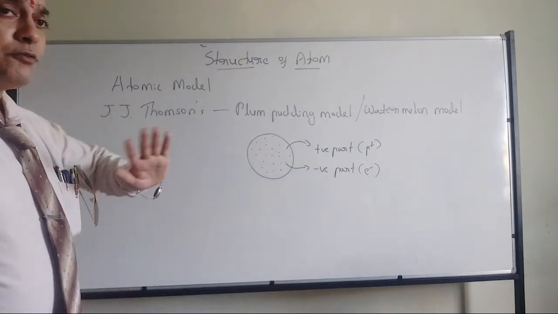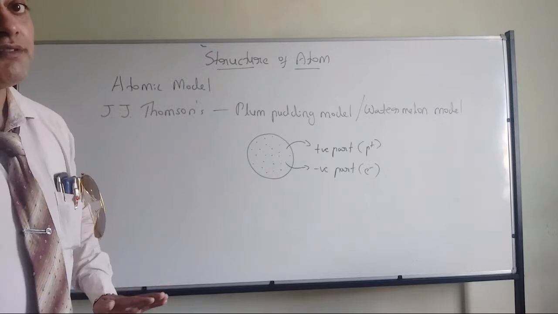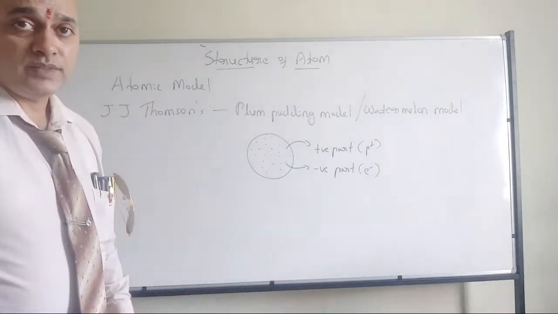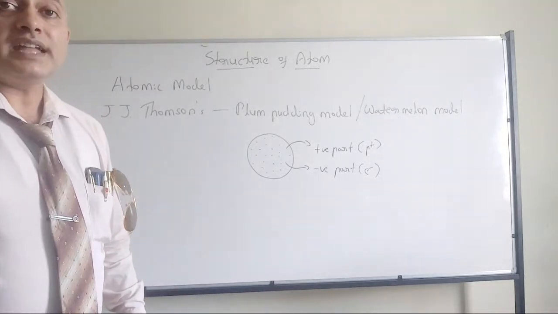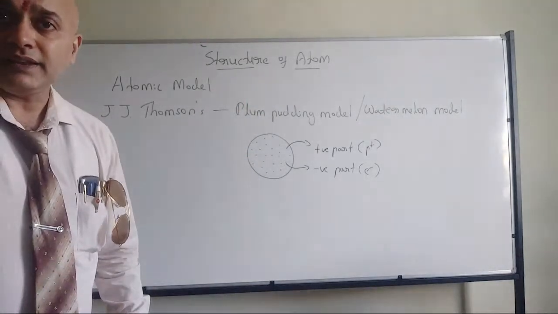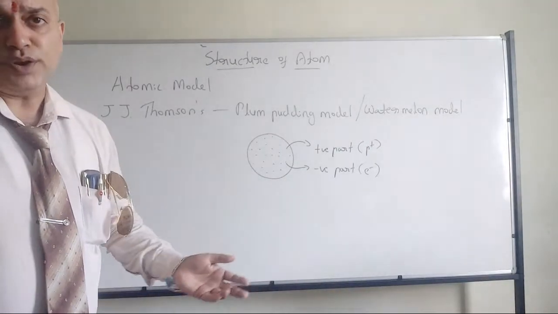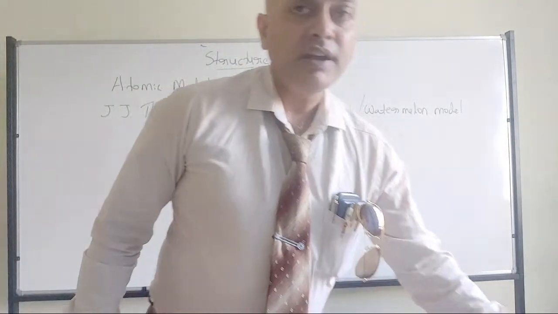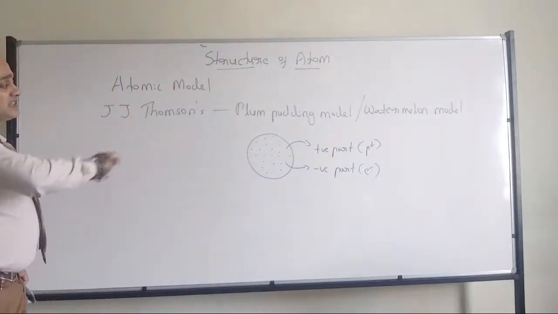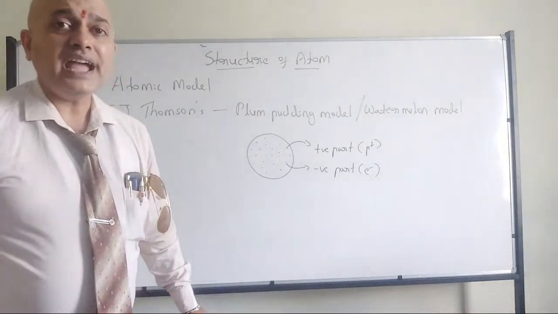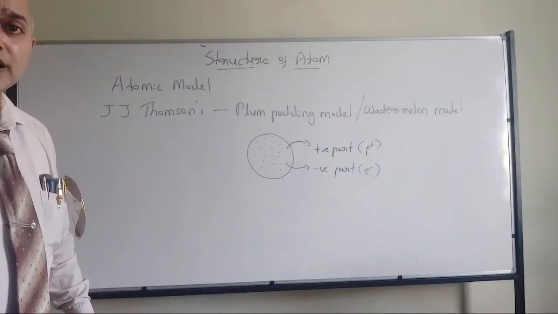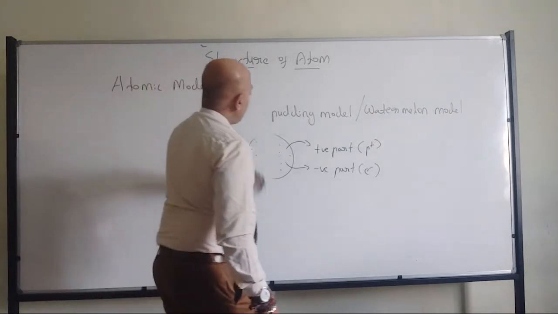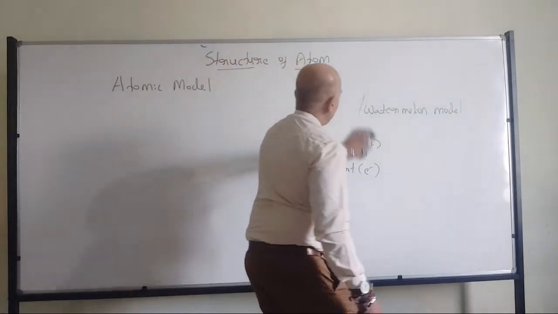He told that the positive part is distributed throughout the atom, and in the same way an equal and opposite amount of electrons is distributed throughout the atom, like a watermelon or a plum pudding. Therefore it is called the plum pudding model or watermelon model, which is the J.J. Thomson model. Anyway, it has now been discarded completely. Now we know atoms are not like this. But this was the atomic model given by J.J. Thomson. Any doubts in this?